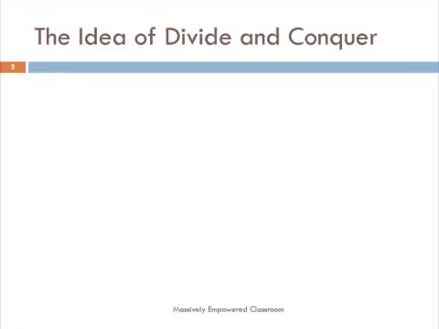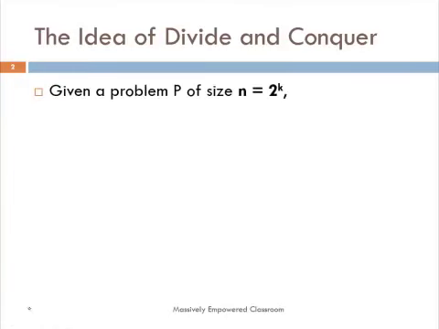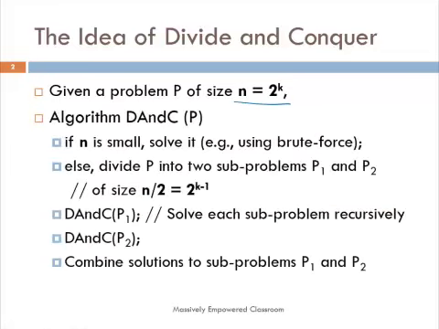So as we saw in the case of the defective coin problem, the idea of divide and conquer is if we are given a problem P of size n, and for convenience let's say n is a power of 2, n is 2 to the power of k, what we do is in the algorithm D and C, as the textbook calls it, divide and conquer, given a problem P, we do two things. First, we see if n is small, right? What does it mean for n to be small? That really depends on the problem.